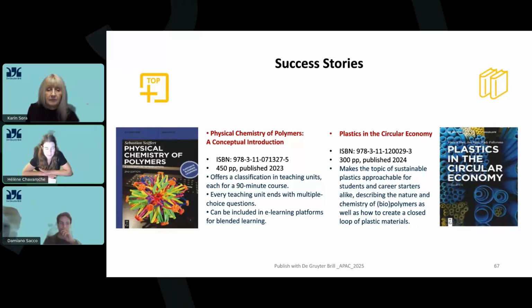So the first example demonstrates success through innovation. And for the first book, the author has even won some prizes. And the second book achieved success by addressing a gap. So these are two very successful books, and I hope they can inspire your next upcoming book project.